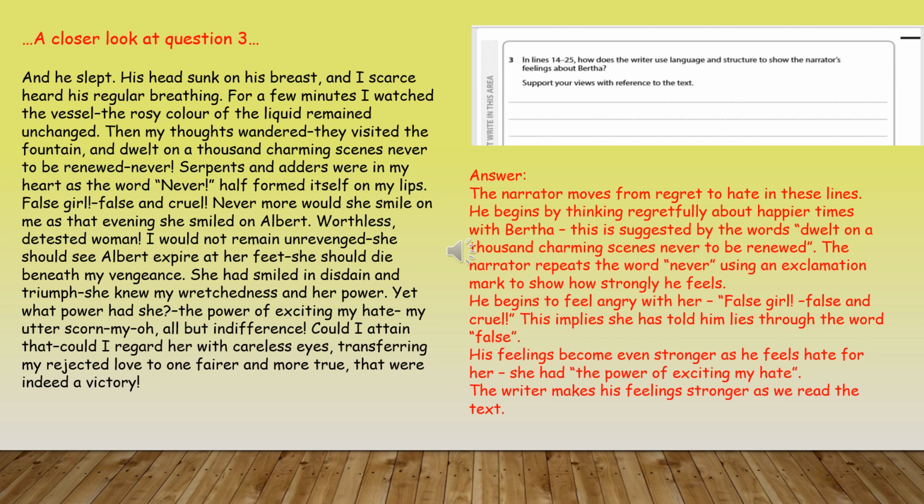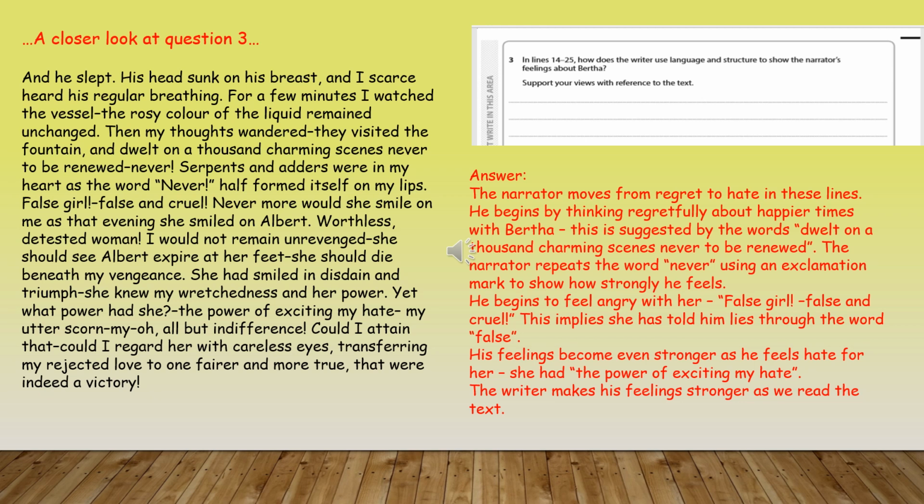And we state that in our opening sentence. The narrator moves from regret to hate in these lines. So you have to make a sort of summary statement about the whole paragraph and then expand upon it.